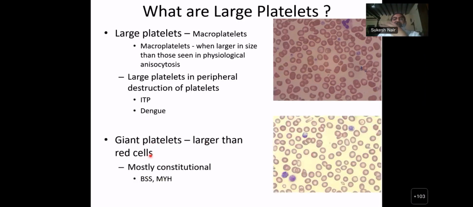So what are large platelets? Large platelets are basically those which go beyond physiological anisocytosis. But there's a definition for giant platelets, and giant platelets are those which are larger than red cells, like the picture you see below. This is a patient with Bernard-Soulier syndrome or constitutional disorders like May-Hegglin anomaly.